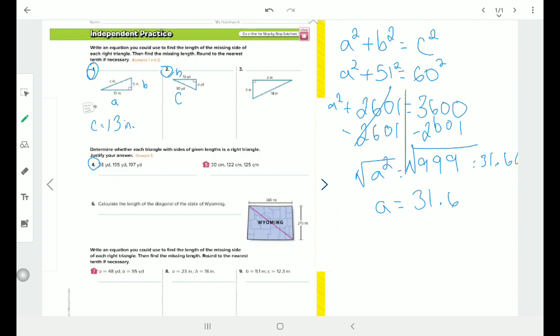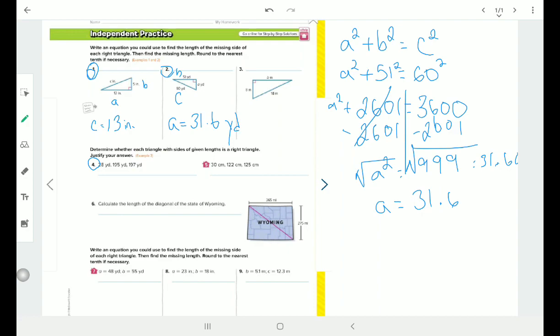So that is letter A. That's the side A for number 2. Make sure you have your units labeled for that. So that's numbers 1 and 2. That'll help you out with 3. That will also help you out with 6, 7, 8, and 9.